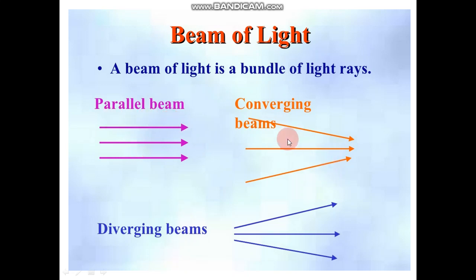And this is the converging beam. Converging means meeting at a certain point. If the rays propagate to a certain point, then this beam is called a converging beam. This is the diverging beam. Diverging means spreading out from a certain point. Here these three rays spread out from a certain point. That's why this beam is called a diverging beam.